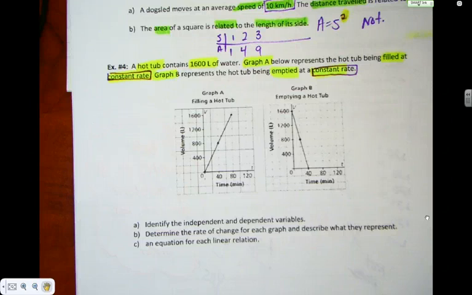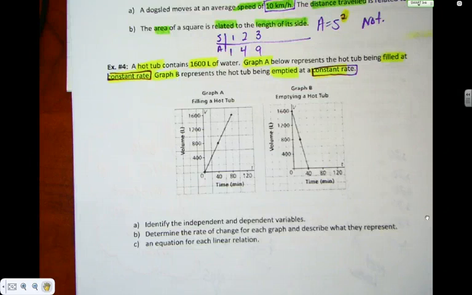We're just going to answer questions about these graphs. We're going to identify the variables. We're going to talk about that rate of change that we kind of already talked about, and then we're going to get the equation for each one. By looking at the graph, I know, because I've done linear equations for 25 years now, that this emptied faster than it filled.